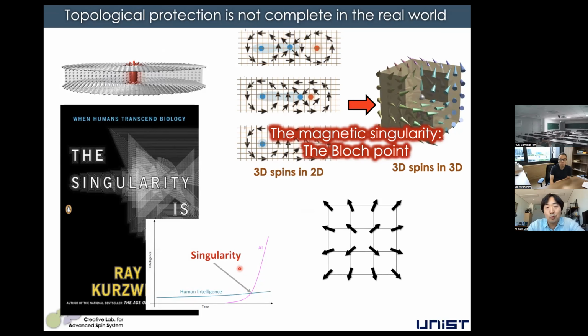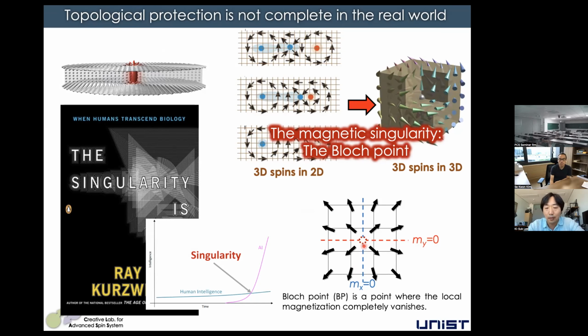And if you draw some lines with zero components like this, the mx equals 0 line and the my equals 0 line, and then you find the crossing point of these two vanishing lines, this cross point we can define as the Bloch point. Okay, so we can define the magnetic singularity like this. The Bloch point, or singularity, is a point where the local magnetization completely vanishes.